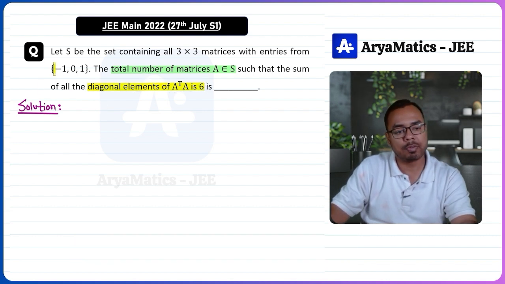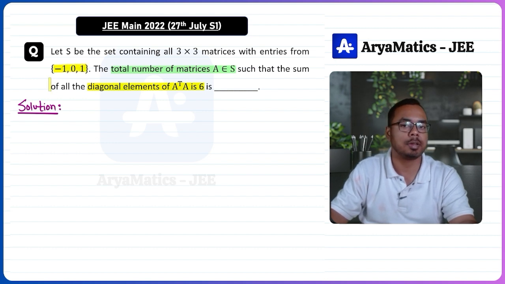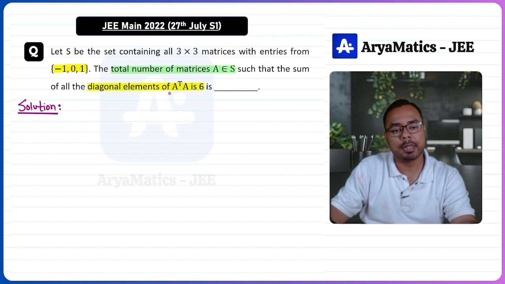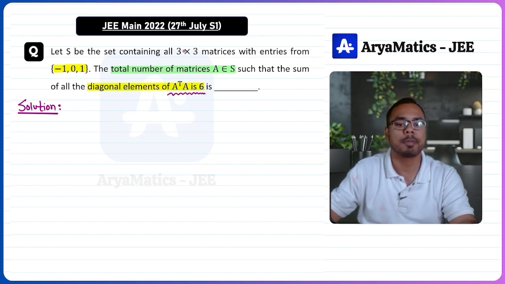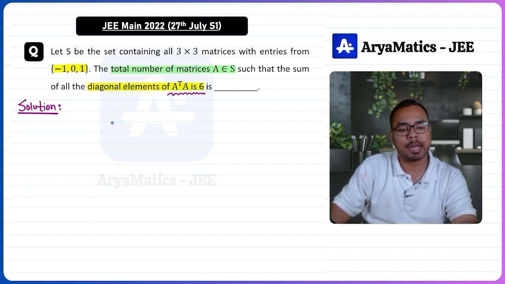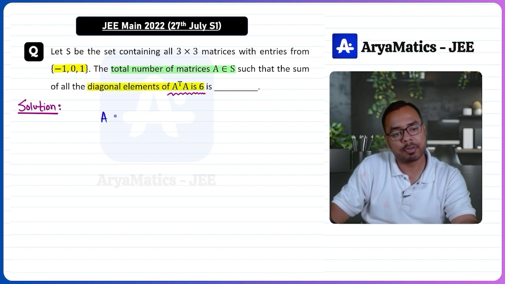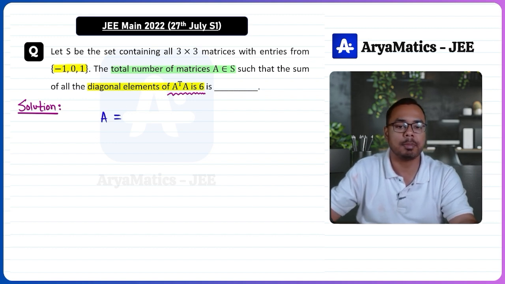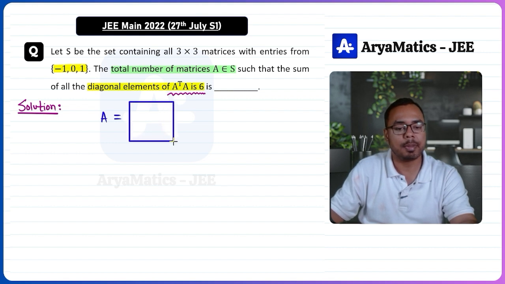So basically we have to find the number of 3 cross 3 matrices whose each element is either -1 or 0 or +1, and the sum of diagonal elements, or the trace of this matrix A into A transpose, is 6. Now before we attempt this problem, there is one standard formula for writing trace of any square matrix. There is one general result that you must be familiar with.